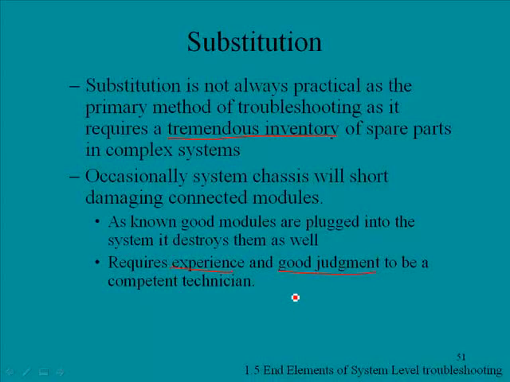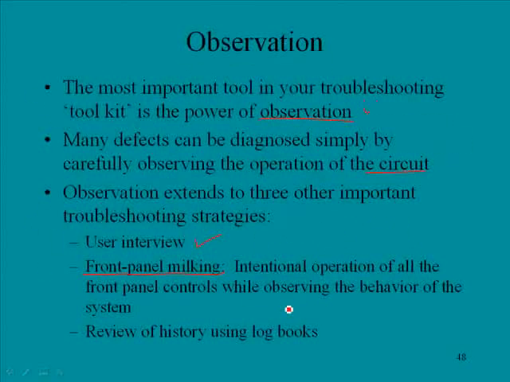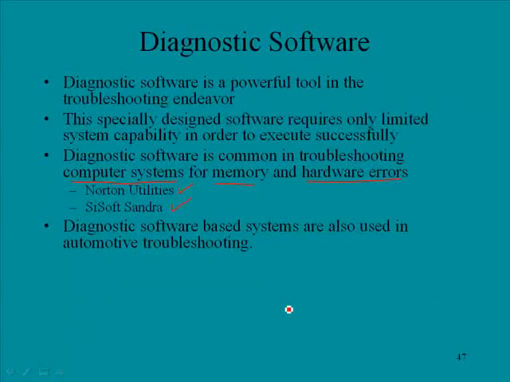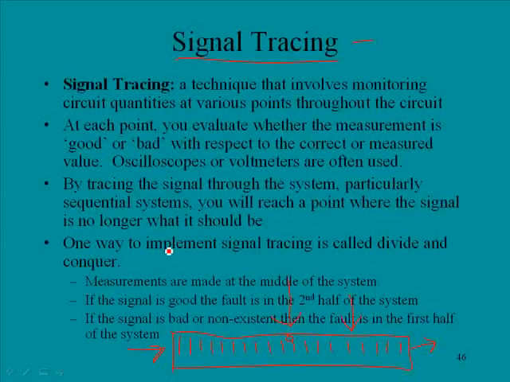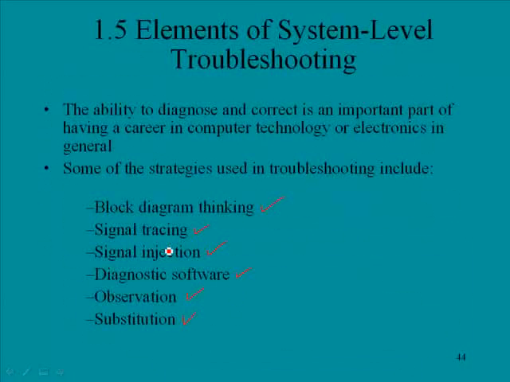In section 1.5, we've addressed the elements of system level troubleshooting, and we looked at substitution. We have looked at observation. Remember, your senses can tell you a lot about troubleshooting. We've looked at diagnostic software, used primarily in computing, but also in the automotive industry. Lots of industries now use diagnostic software to troubleshoot electronic systems. Signal tracing, block diagram thinking. That concludes elements of system level troubleshooting, section 1.5.